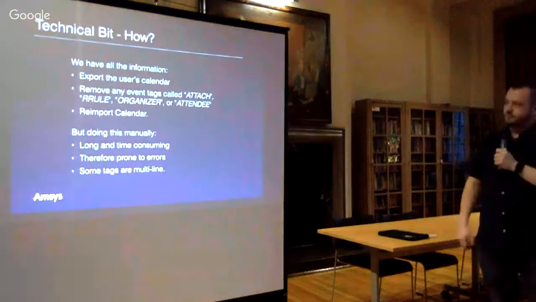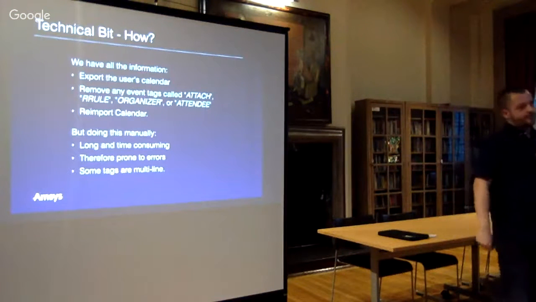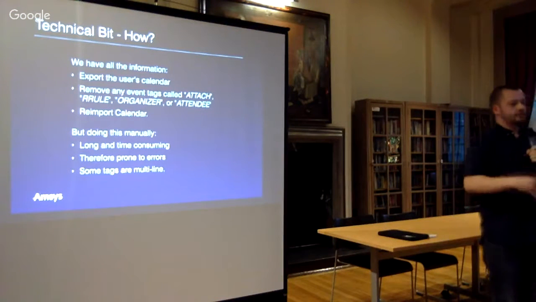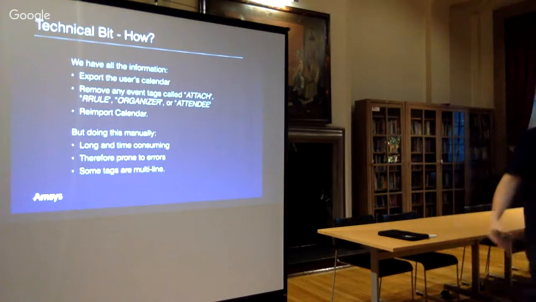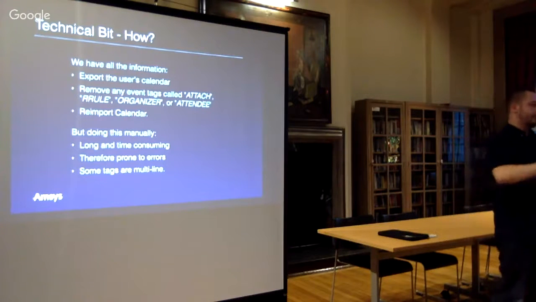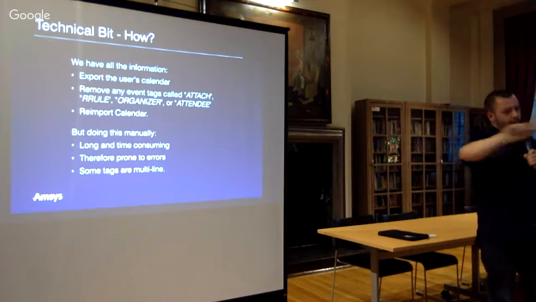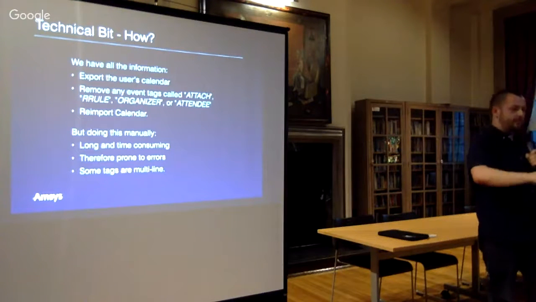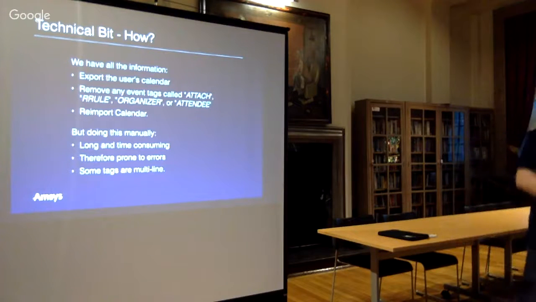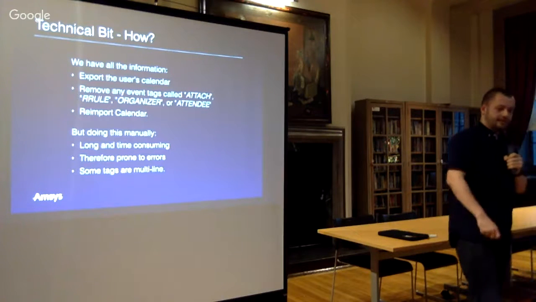So now we've got that information, we know what we need to do for each ICS file, each calendar. Export the user's calendar, get it on the desktop. We then have to find any of those 4 tags and remove them completely, including any information below them, and then import the calendar. Nice and simple.